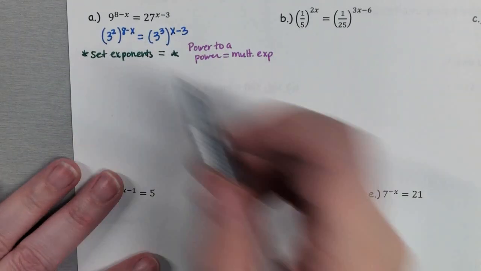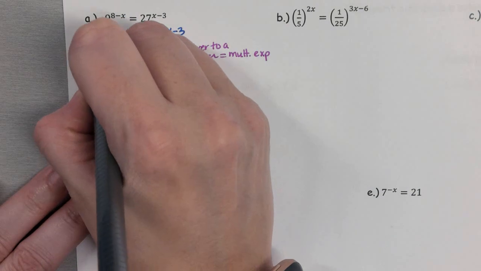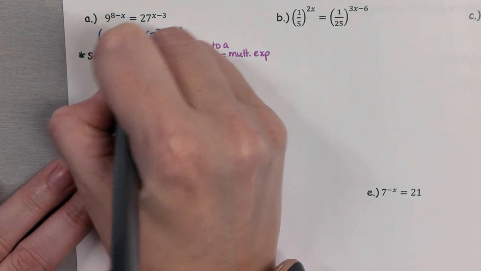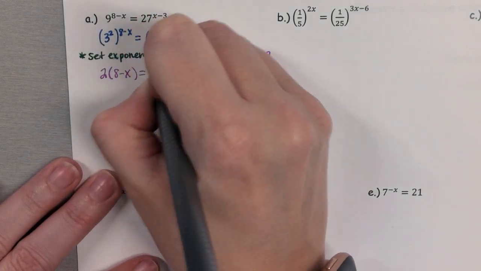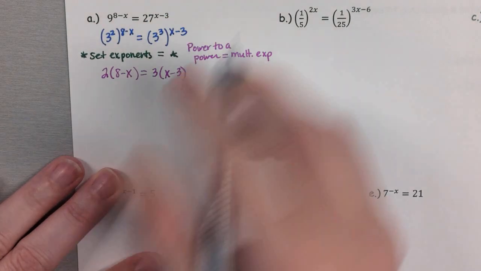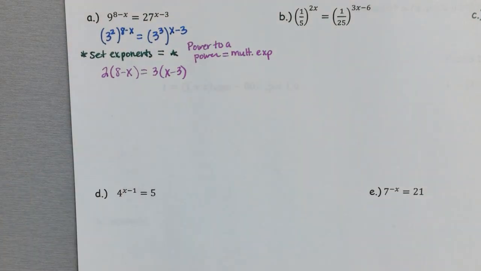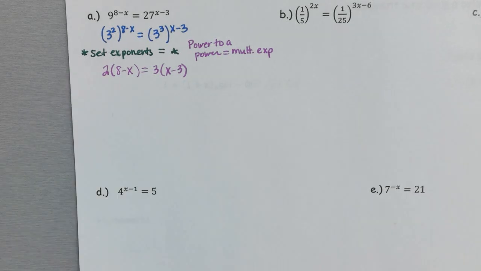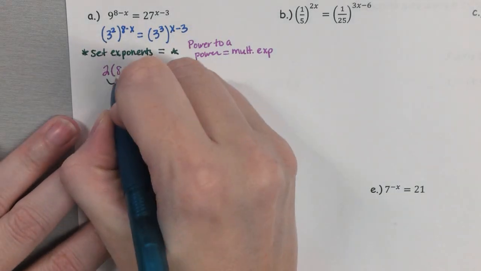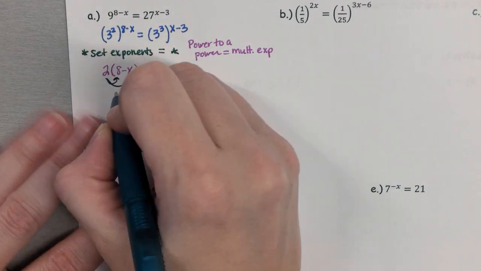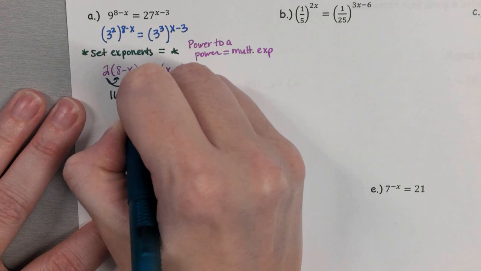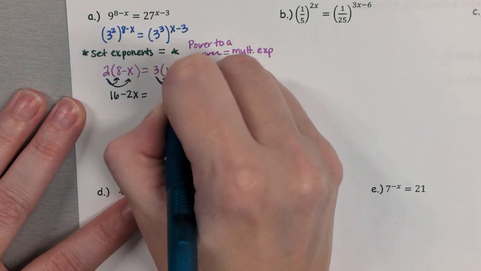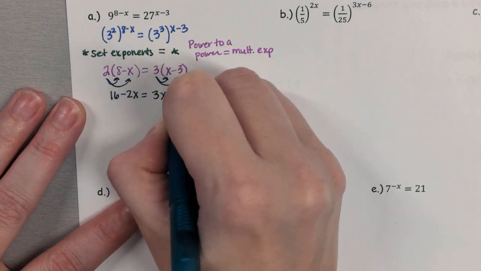Okay, so when I multiply these, this is going to be 2 times (8 minus x). This is going to be 3 times (x minus 3). And I want to write it like this so I remember to do what? What am I going to have to do with these? I'm going to have to distribute. Okay? So 2 times 8, 2 times negative x will be 16 minus 2x. Distribute on this side. This will be 3x minus 9.